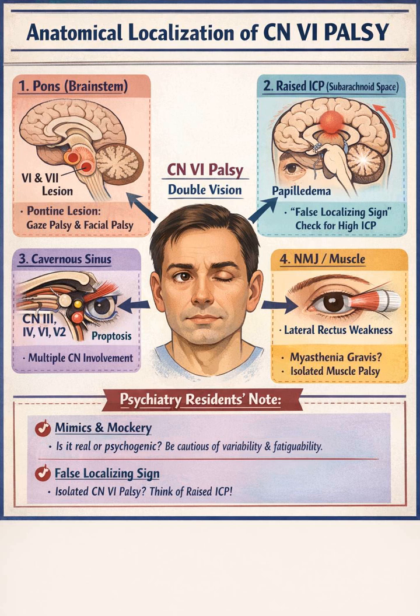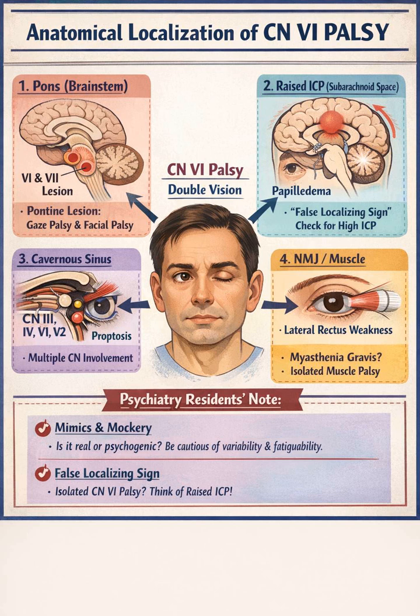If the lesion is along the intracranial course in the subarachnoid space, the situation is different. The sixth nerve has a long, vulnerable course and is particularly sensitive to increased intracranial pressure. In this setting, an isolated sixth nerve palsy may not indicate a focal lesion at all. Instead, it represents a false localizing sign. The key clinical task here is to look for evidence of raised intracranial pressure, such as headache or papilledema, rather than assuming a local structural lesion.